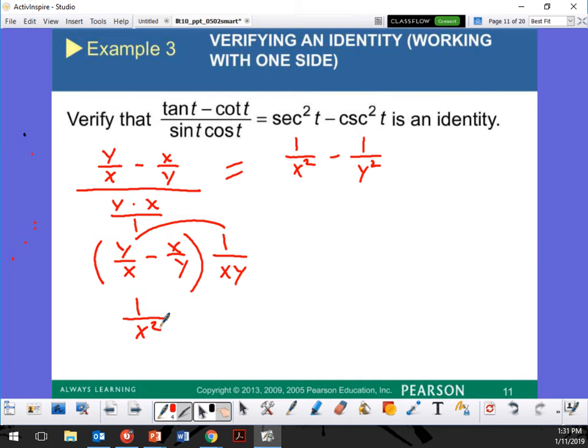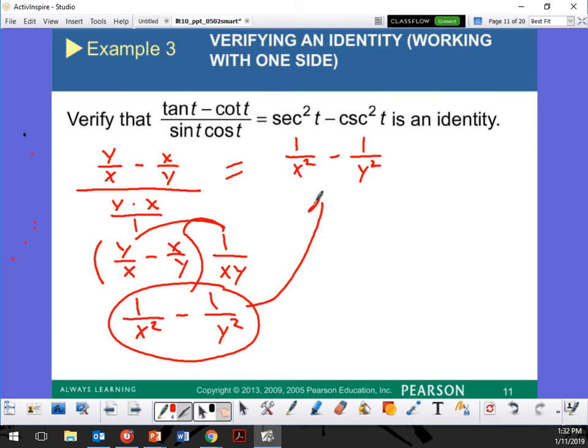Very good. Now, I'm going to do the same thing over here. What's going to happen to my x's? I have an x on top and an x on bottom. Those things cancel there, right? So I'm going to be left with minus 1 over y squared, right? You guys agree? Yeah. Hey, look. Does it work? Okay, all I have to do is make the left side equal the right side. Are we okay? And that's all we have to do.